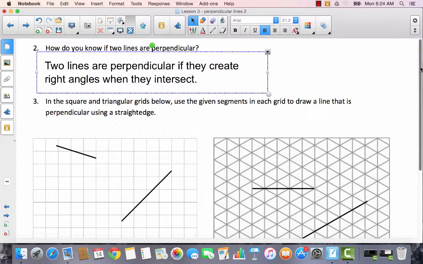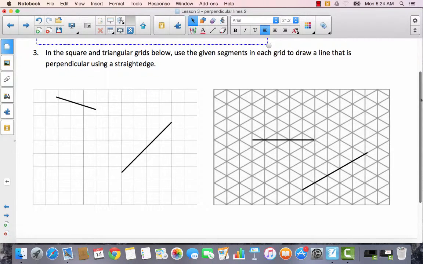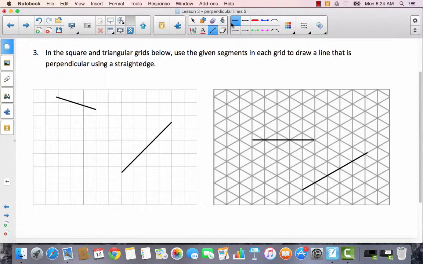All right, in the square and the triangular grids below, use the given segments in each grid to draw a line that is perpendicular using a straight edge. So you're going to have to use your ruler here and you're going to be creating some perpendicular lines. It keeps saying lines, but this would actually be a line segment unless you put arrows on the end. So all you have to do is make sure that you cross this line at a right angle. Now it's going to be a little bit easier for me because I have this tool that can draw a nice straight line. I just have to make sure that I'm creating right angles wherever I cross it. You can use your right angle template to make sure that you are creating right angles.